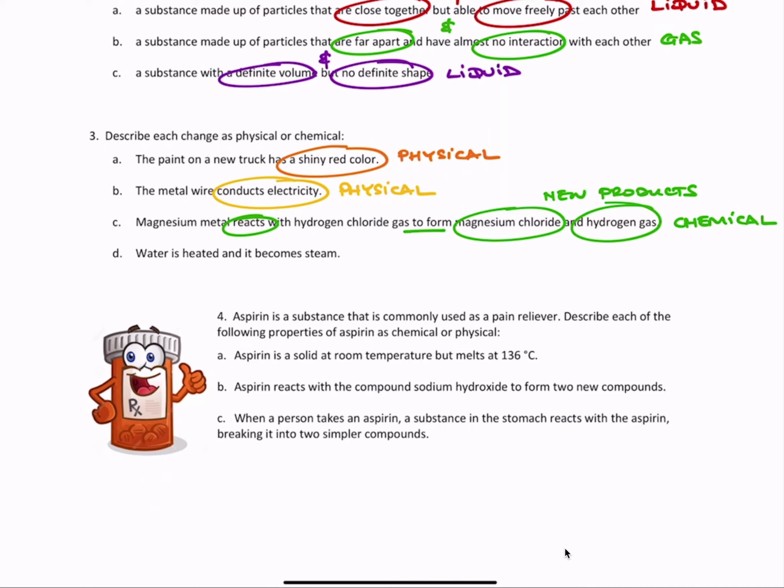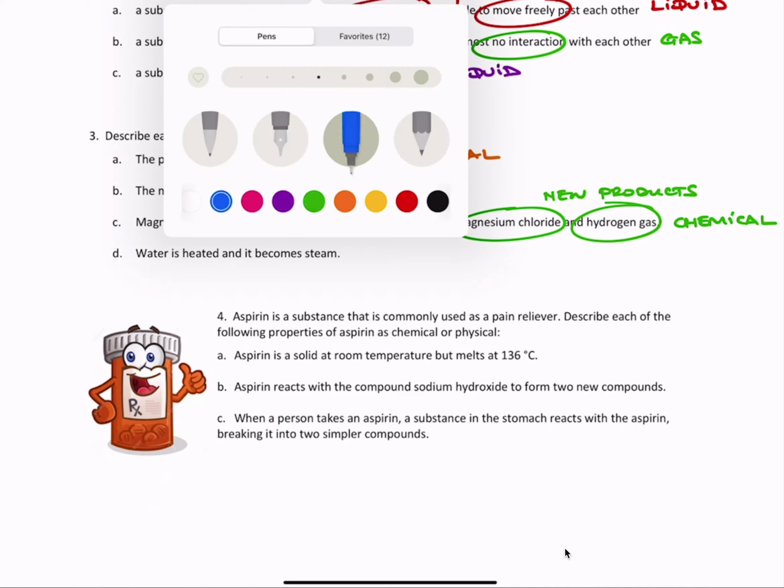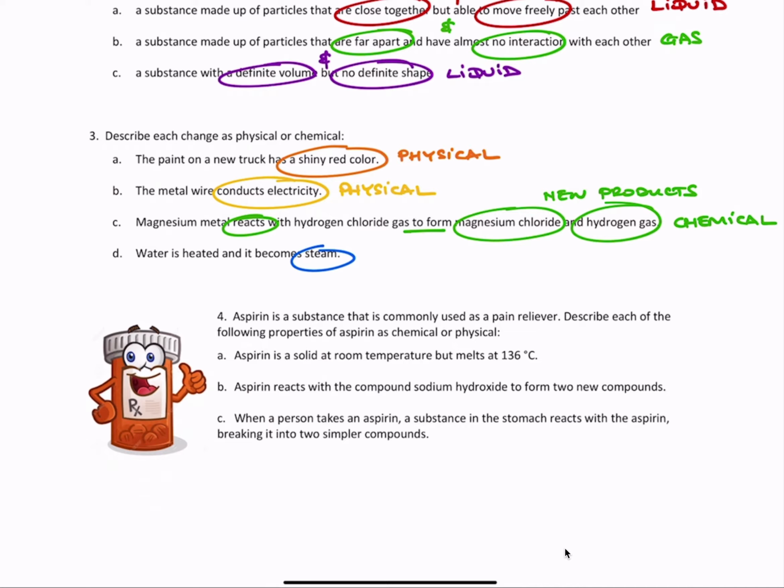Water is heated and it becomes steam. So first of all, we have to know what steam is. Steam is actually water in the gaseous state, okay, it is water vapor. Therefore, the water went from being liquid to being in the gas state. Before and after, it's still water, okay? There's no new product that has been formed. We just have a change in state of matter from liquid to gas. Therefore, it's physical.